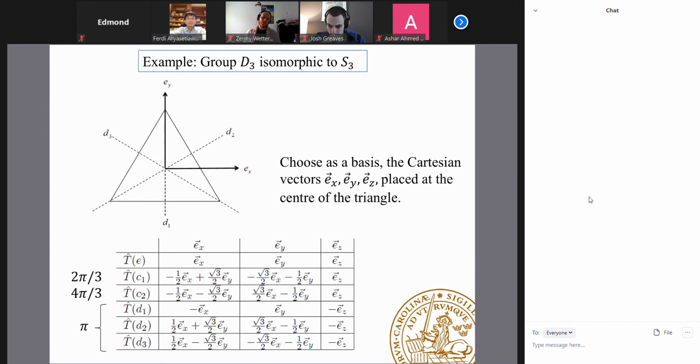the group S3. This group is isomorphic to what is called the group D3. So D3 is just the group of a rigid triangle. So we are not allowing for inversion or a reflection. We just consider a rigid equilateral triangle.